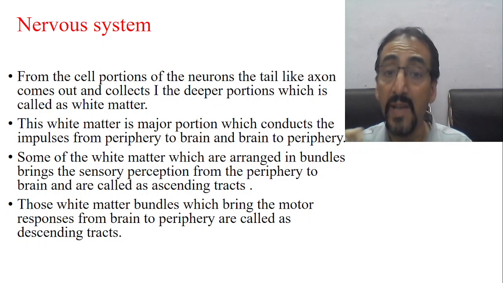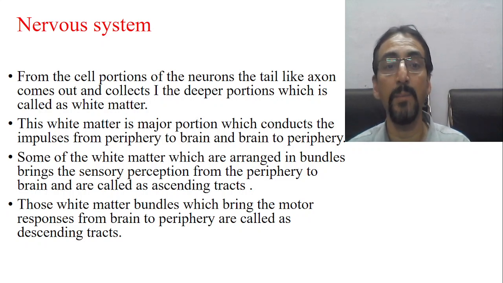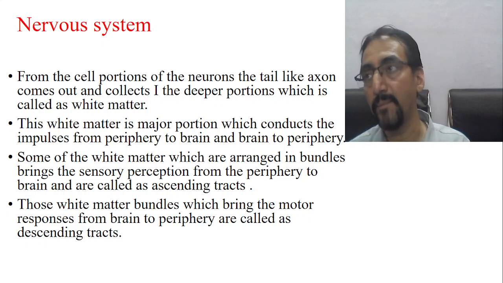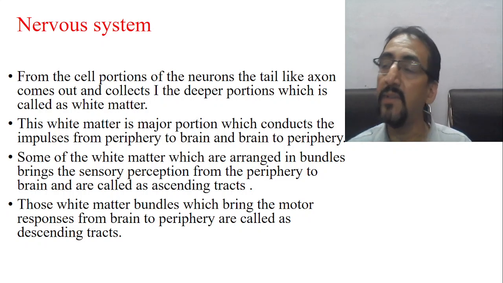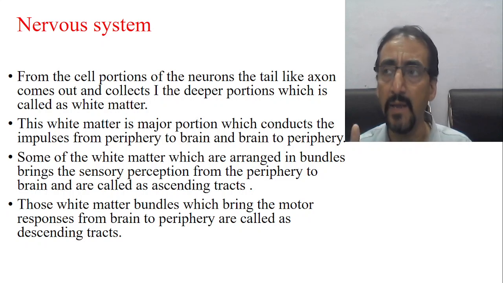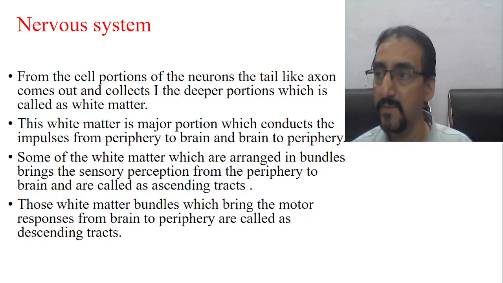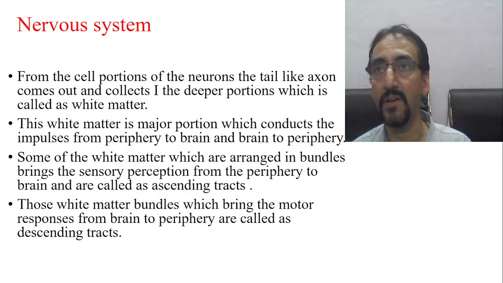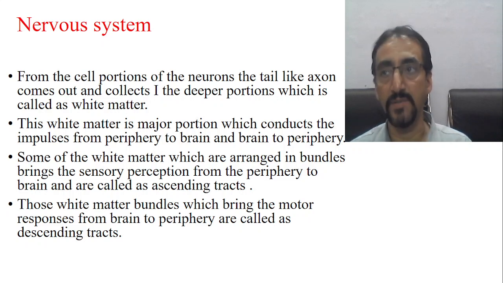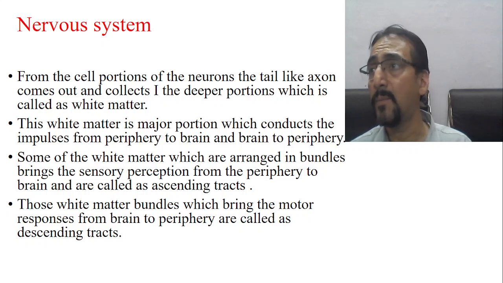This white matter is the major portion which conducts impulses from the periphery to the brain and from the brain to the periphery. This white matter is the one which carries the impulse. It will not produce an impulse. Its function is to carry. Therefore, in all white matter disorders, the higher mental functions of the person are not affected. Only the motor functions are affected, because the white matter is affected. And white matter is related to carrying impulses, maybe motor impulses or maybe sensory perception. So sensory and motor problems will be there.